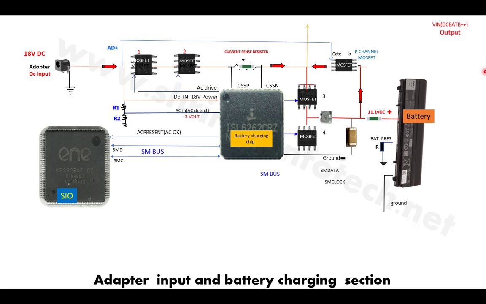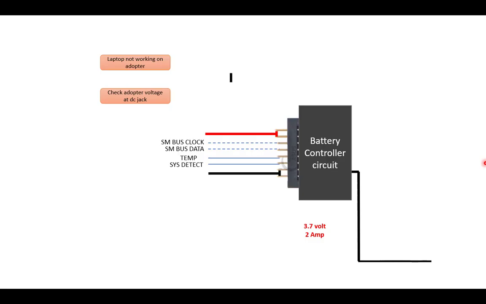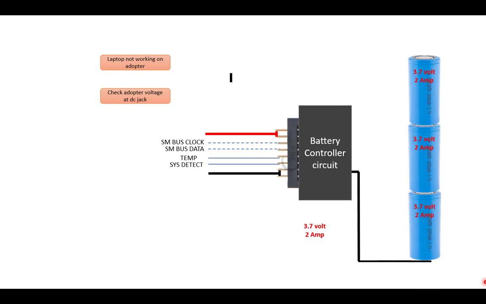First we will see what a battery is and how many voltages there are at the battery connectors. So this is the battery. Normally in laptops Li-ion cells are used, and the voltage of each Li-ion cell is somewhere around 3.7 volt and 2 ampere. Normally 3 cells are connected like this.